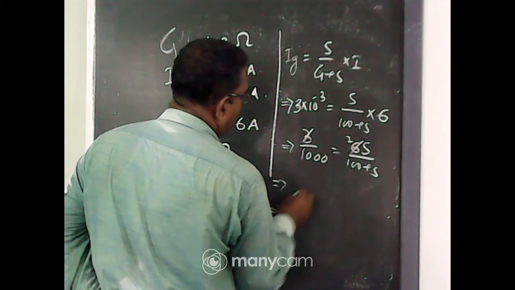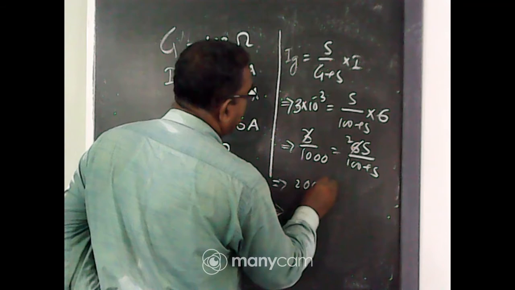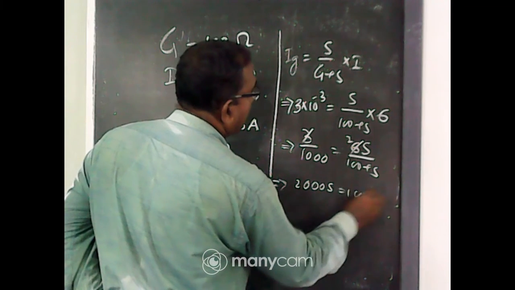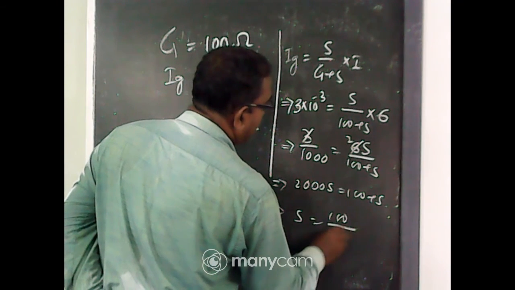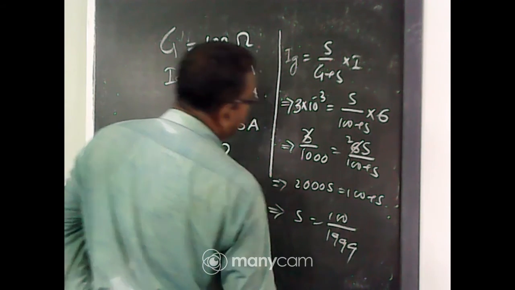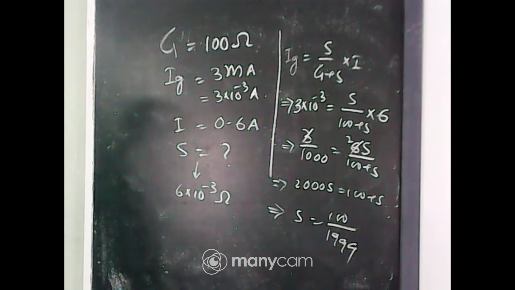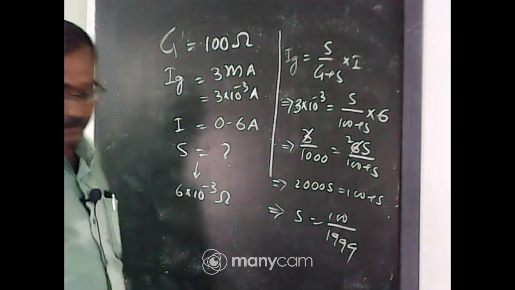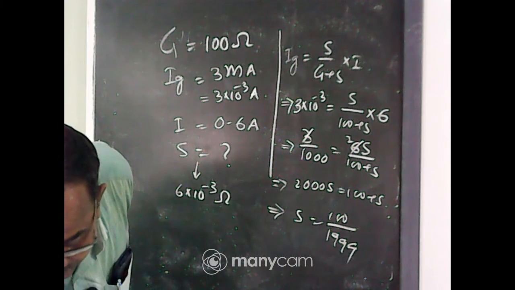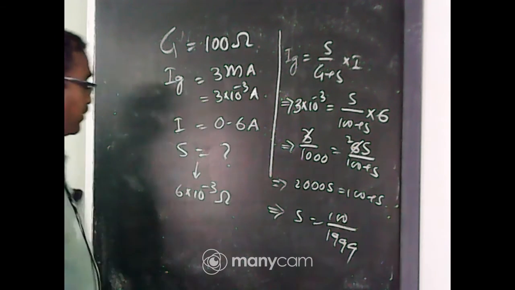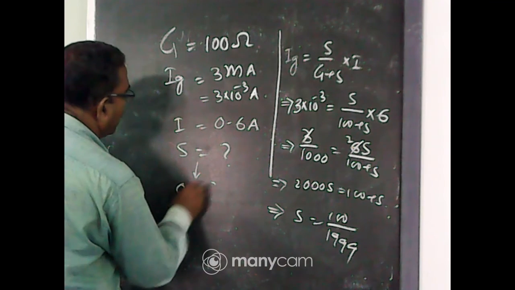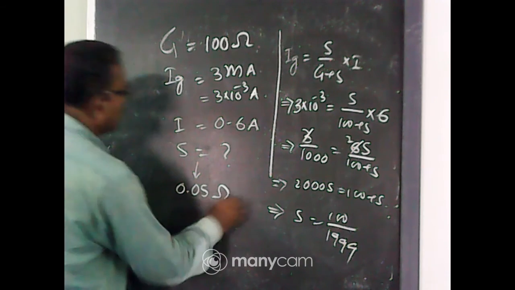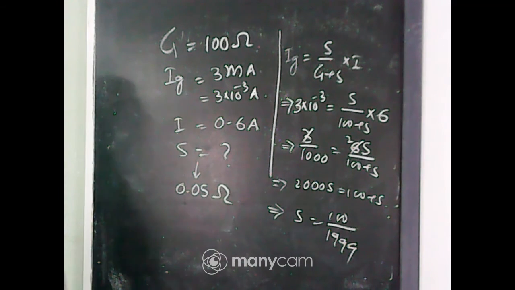2000 S equal to 100 plus S. S equal to 100 by 1999, which is 0.05 ohm. The answer will be 0.05 ohm. My dear student, you check it. The answer is this.